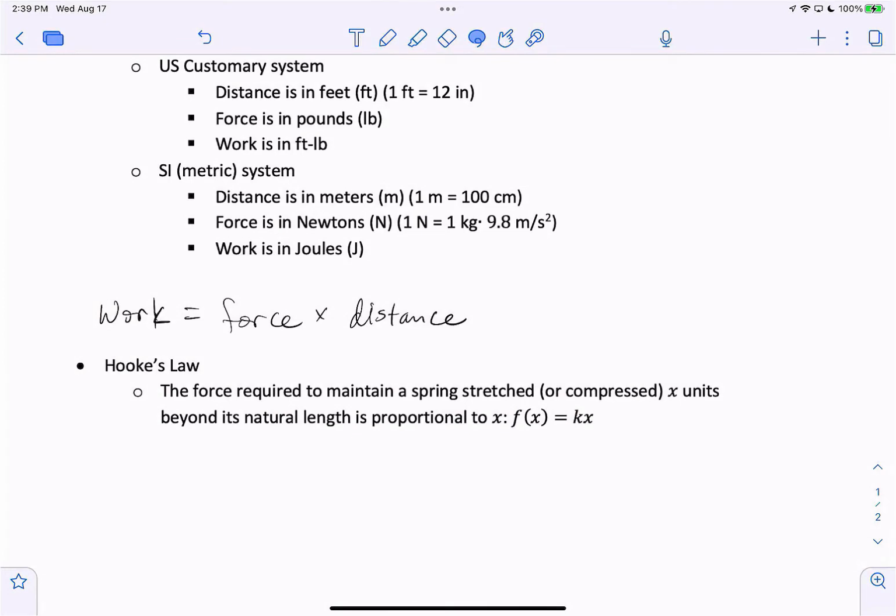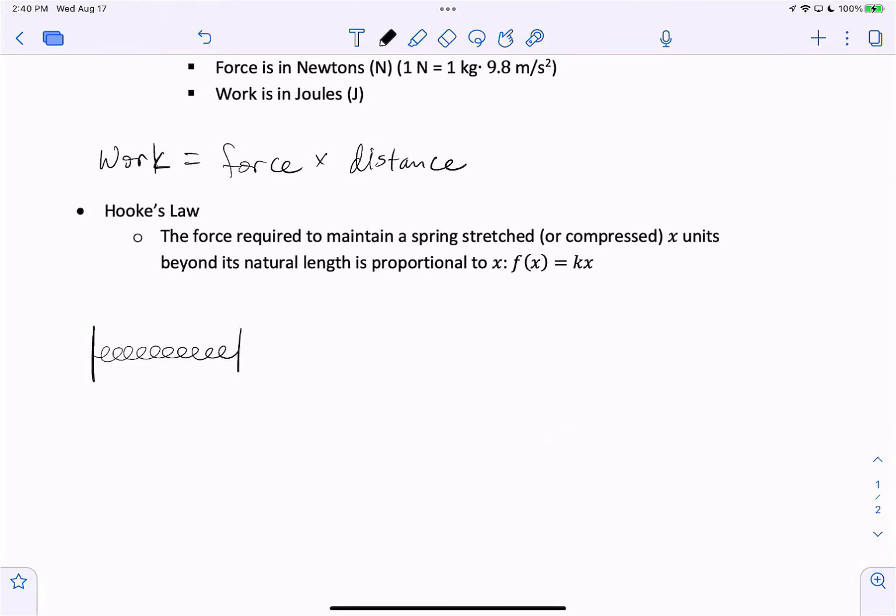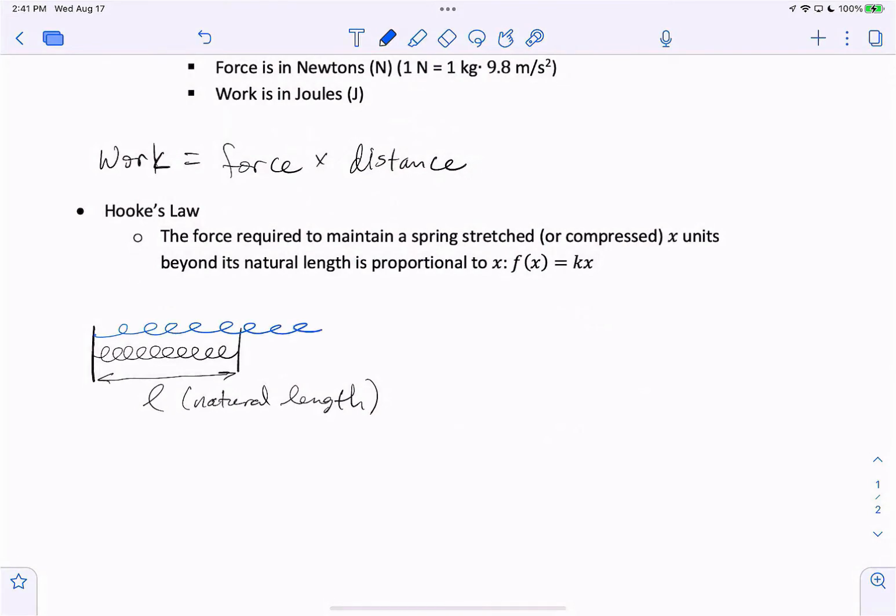And so we need to consider Hooke's law, which says that the force required to maintain a spring stretched or compressed x units beyond its natural length is proportional to x. That is, f of x is equal to kx. Let's quickly understand this here. I know it's a great drawing, right? Let's suppose we have a spring whose natural length is L. And what I'm about to describe is the same principle, whether we're in feet or meters. Let's say I stretch that spring a bit. The amount that I've stretched it is x.